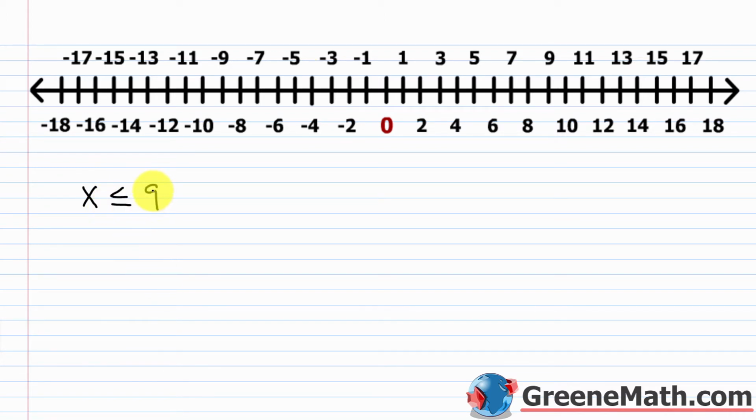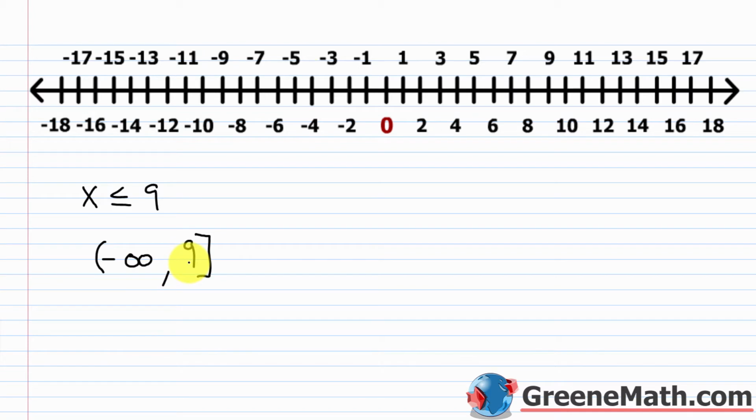it's less than or equal to 9. So the smallest value, there won't be one, right? Because x could be 9 or anything less than that. So we're going to use negative infinity in that position. And remember, when we use positive infinity or negative infinity, we always put a parenthesis next to that. And then for the largest value, we're going to use 9. Now, 9 is included in our solution. And when something's included, we're going to use a bracket, not a parenthesis. So we have our solution in interval notation.